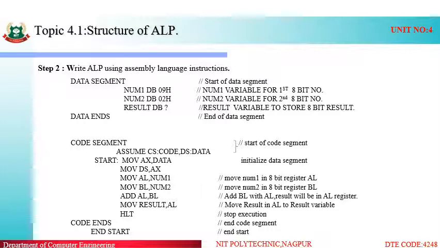Assume cs colon code, ds colon data. Next is start instruction. Then after start instruction we have to write move ax comma data, move ds comma ax. These 4 instructions will be same as it is in all the assembly language programs we will write. Assume cs colon code comma ds colon data, start, move ax comma data, move ds comma ax. This is used to initialize the data segment.